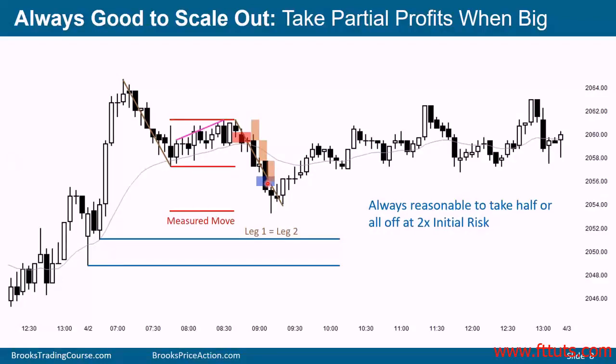Always reasonable to take half off at 2 times initial risk. Always reasonable to take part or all off at measured move targets. Always reasonable to take part or all off at the bottom of the buy climax or the bottom of the strong bull leg. But if it gets to any of the reasonable targets and starts to reverse up strongly, it's usually good to exit and then look to sell again higher if you're still interested in selling.